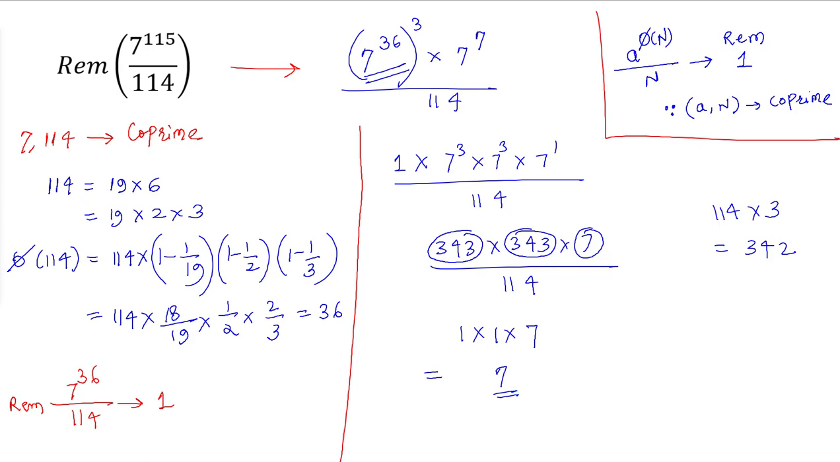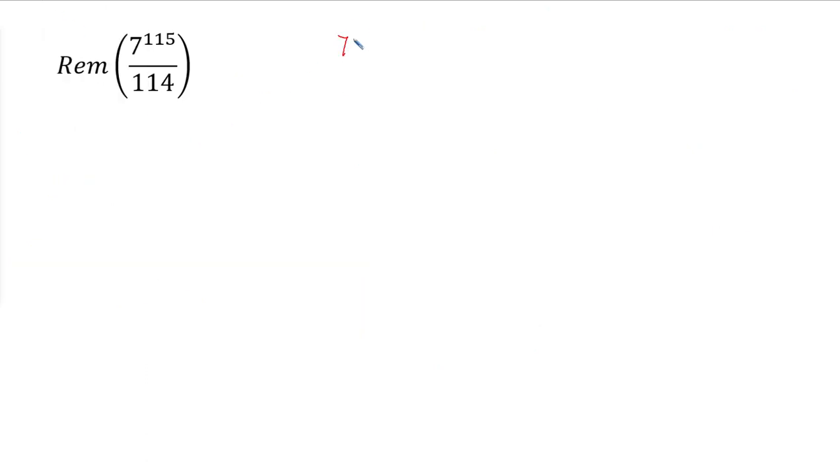Okay, so now look at, I will show you another method also. After looking at this question, what should come in our mind? That 7 to the power 3 is equal to how much? 343. Okay, and 114 into 3 is equal to how much? 342. Okay, so we can easily adjust plus 1 minus 1 remainder here.